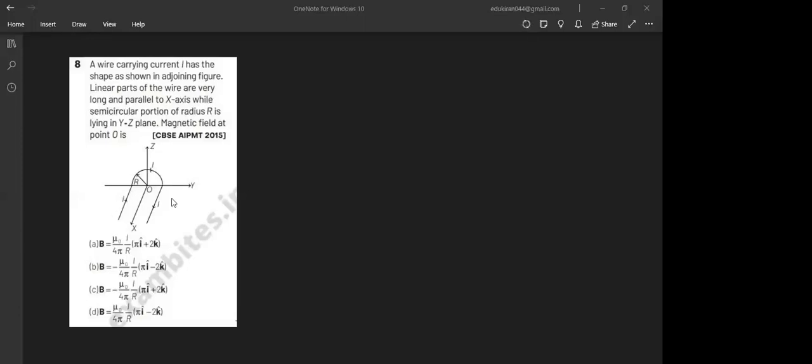Please use the directions. Circular one, wires.